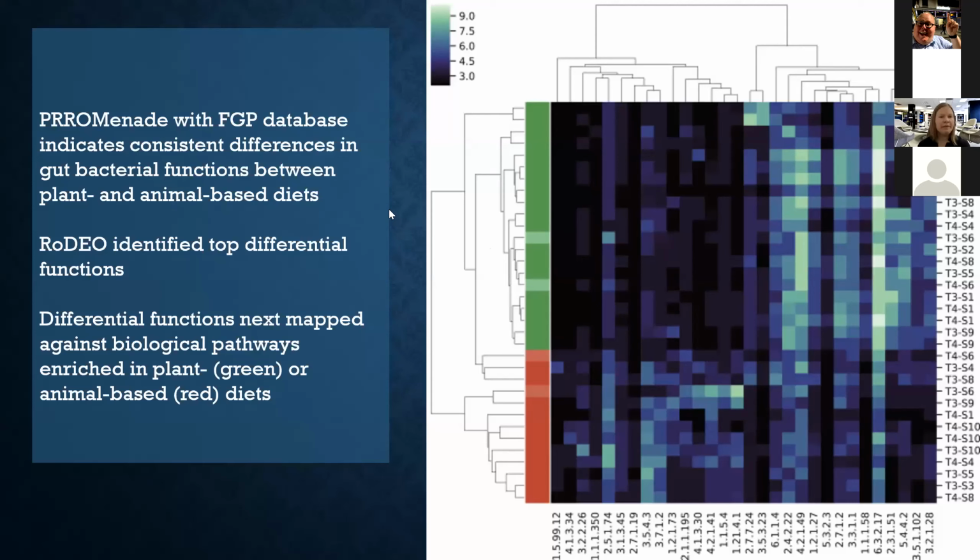So Promenade with the functional genomics platform shows these consistent differences as we saw, and here you're only using the top 30 features. We see the samples clustering based on diet mostly. These green plant-based samples are much more similar to each other versus these animal-based, which are more variable. Then using these top features, we mapped each to pathways, which is an existing mapping from functions to pathways. And then we looked at which pathways are enriched in each diet arm.